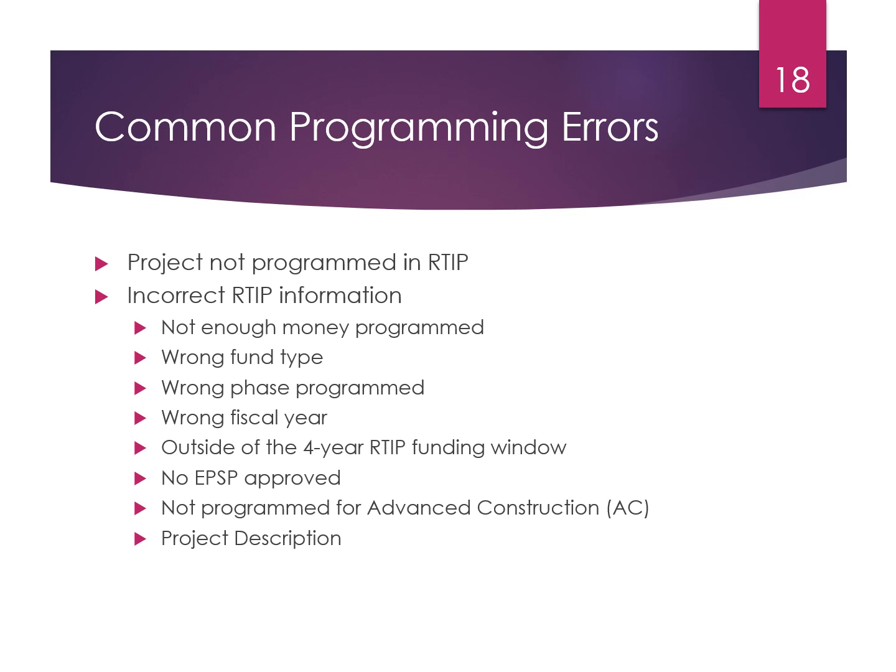This is a list of the most common errors we see. Project is not programmed in the RTIP. Incorrect RTIP information, such as not enough money programmed, the wrong fund type, wrong phases programmed, wrong fiscal year, outside of the 4-year RTIP funding window, no EPSP is approved, not programmed for advanced construction, and the project description is wrong.